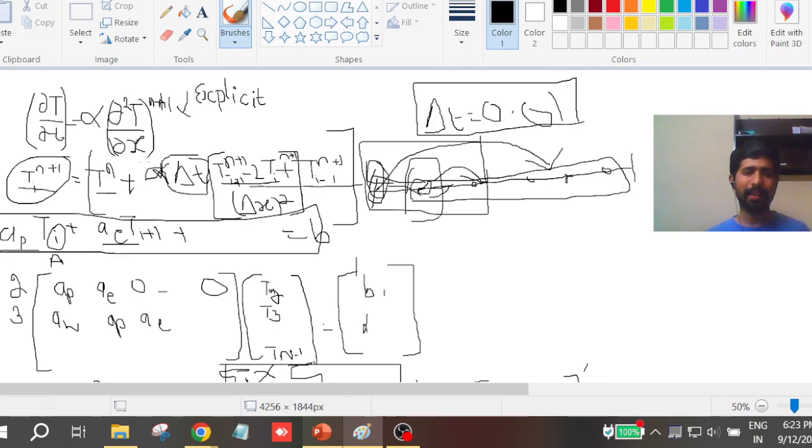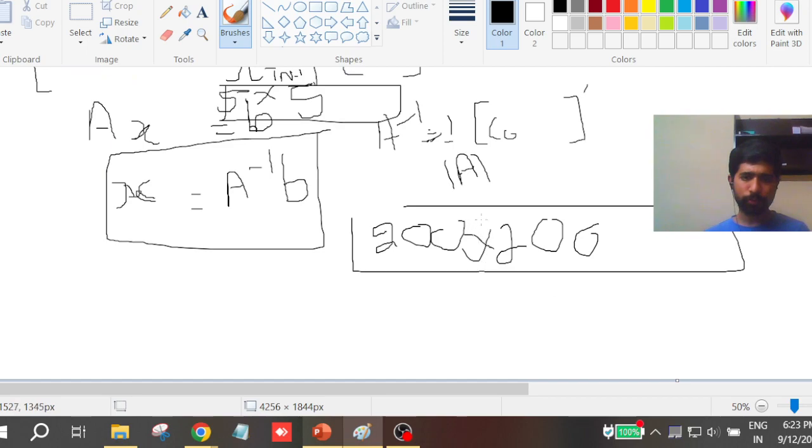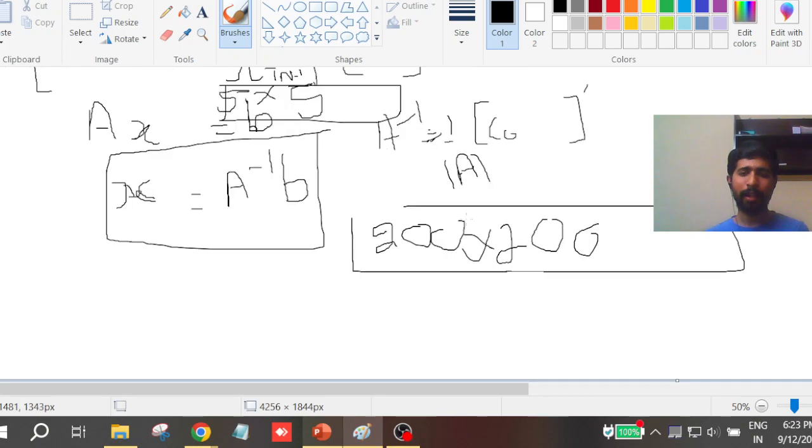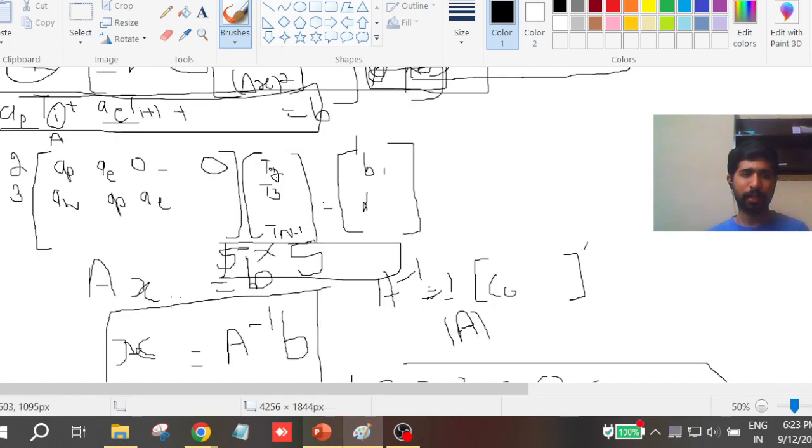So that is the second reason why you don't take explicit time marching. That is why you have to go with implicit time marching in some cases. And then finally when you do that, you will end up with such troubles of solving this Ax is equal to b system.